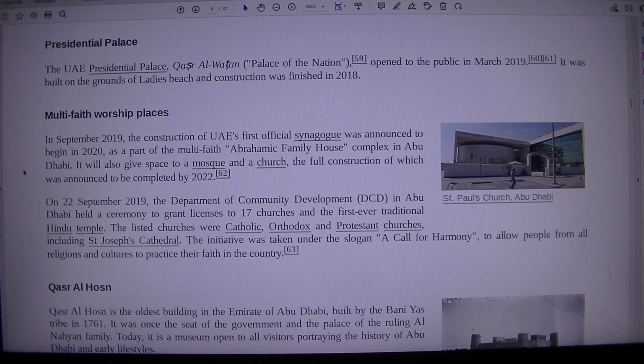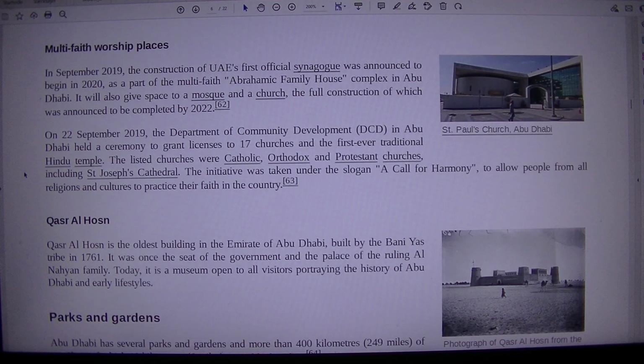Multi-faith worship places. St. Paul's Church, Abu Dhabi. In September 2019, the construction of the UAE's first official synagogue was announced to begin in 2020, as a part of the multi-faith Abrahamic Family House complex in Abu Dhabi. It will also give space to a mosque and a church, the full construction of which was announced to be completed by 2022.